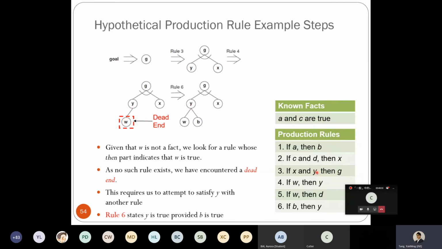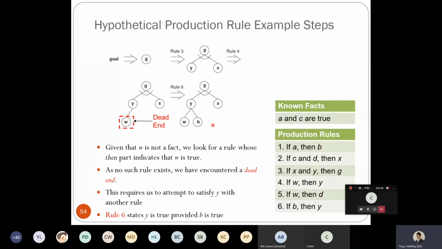If Y is true, W is true, but we don't have any further answer, so we check another rule. We find that if Y is true, B should be true. That means if we want Y to be true, then W or B must be true. So W is the end. Then we check whether B is true or not. If A is true, then B is also true.